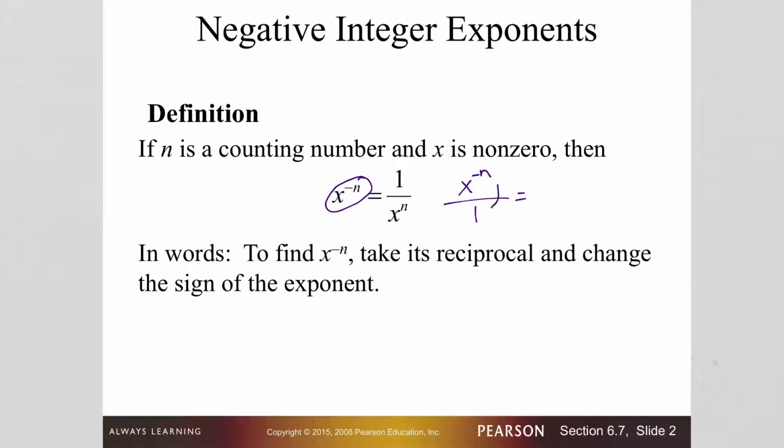So you swap the place and you take away the negative sign. The negative exponent has absolutely nothing to do with the sign of your answer, so it doesn't make the answer negative whatever. It just is a location movement.